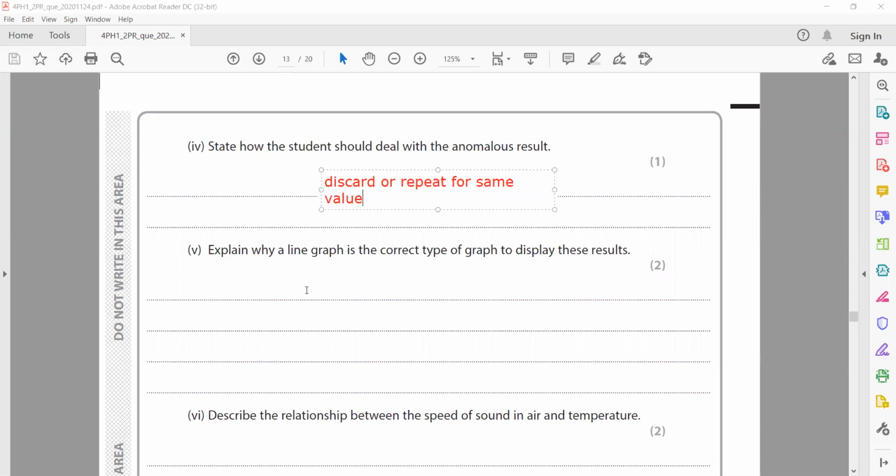Explain why a line graph is the correct type of graph to display these results. So why is the line graph a correct graph to display this result? Because this is continuous data, and for continuous data, line graphs are suitable. So the data is continuous.